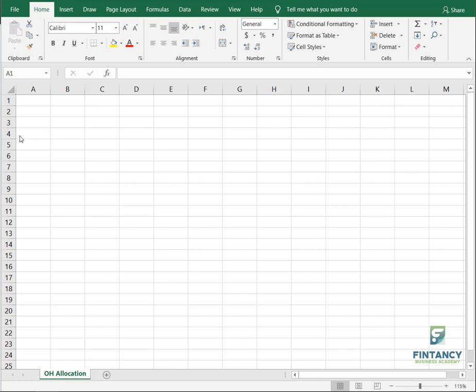Welcome back. Today our topic is overhead allocation. So if you remember, like in joint costing, we had three methods, remember? The first one was physical output method, the second one was sales value at split off point, and the third one was net realizable value, right?